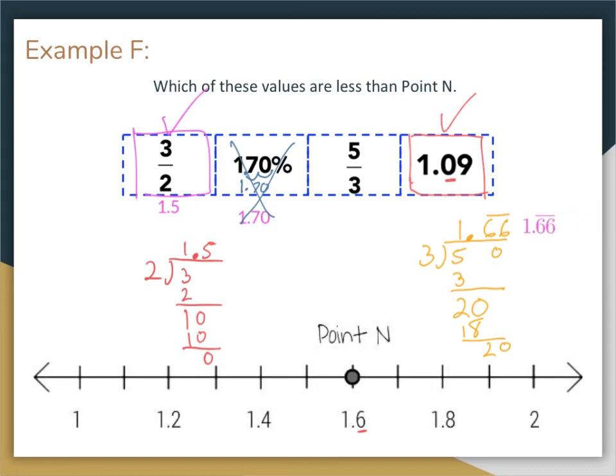So since I've got 1.6 repeating, is 1.6 repeating more or less than 1.6? That's the question. Well, 1.6 is 1.60, and 1.6 repeating is 1.666 and so on. So if I'm comparing the hundredths place, the 6 is going to be more than that 0, so it does not meet the criteria. It is not smaller than point n, so unfortunately it gets an X. It is not going to work in this problem.